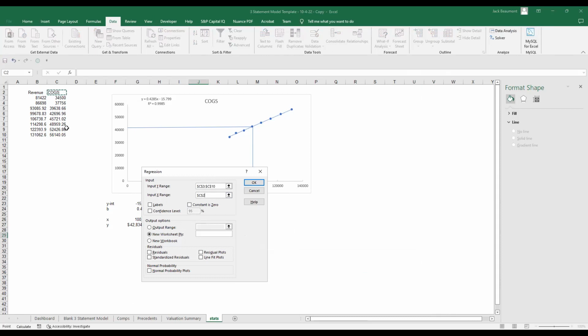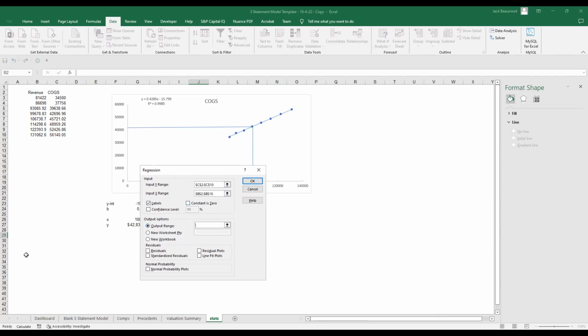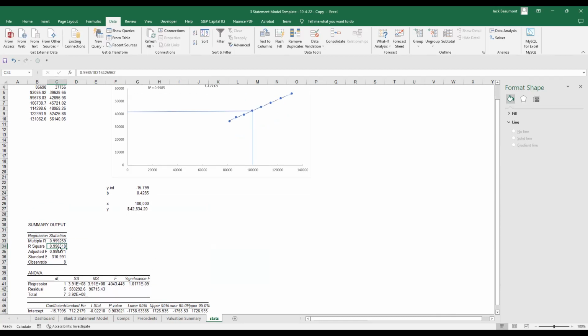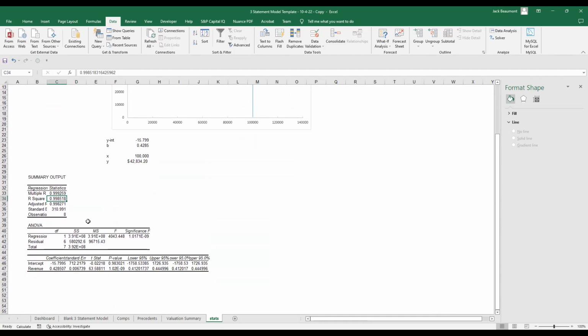I want the data to show revenue and cost of goods sold, so for y I want to make sure it has cost of goods sold, and I want to check Labels, because that tells Excel that the top value is just a label, not a data point. Confidence level, stick with 95%, and we want to put our output range about here. Click OK. So we get this, and you'll see R squared should be 0.998, so it's the same there. This just gives us some more things to look at.